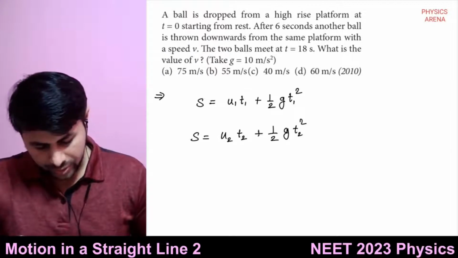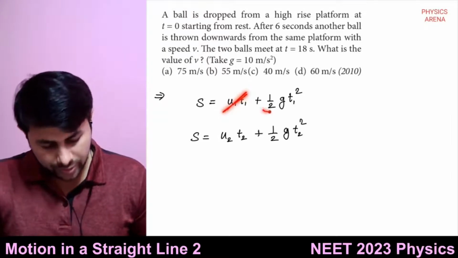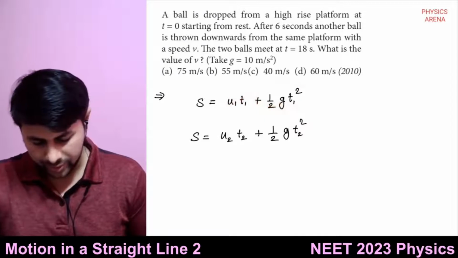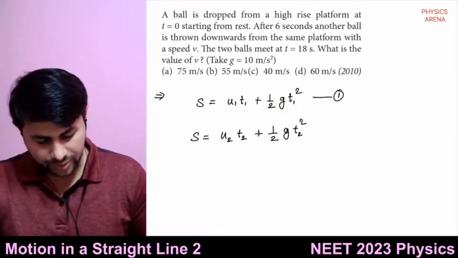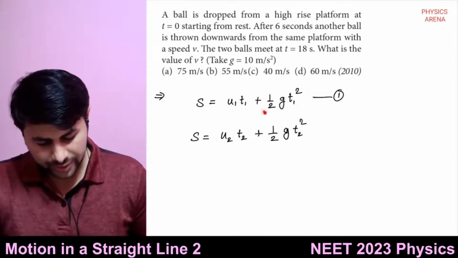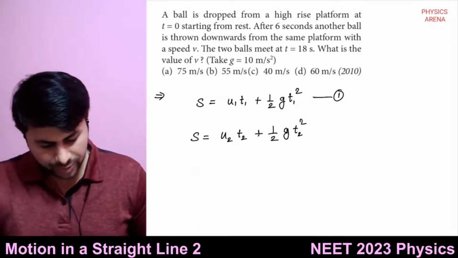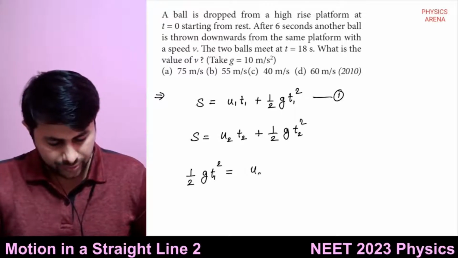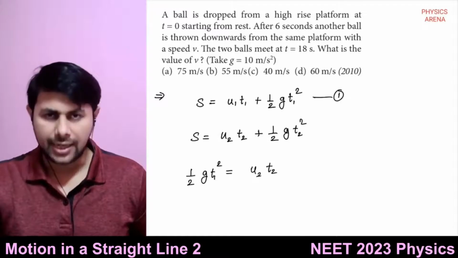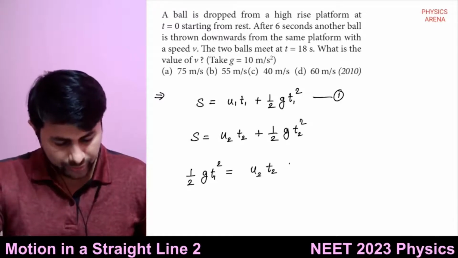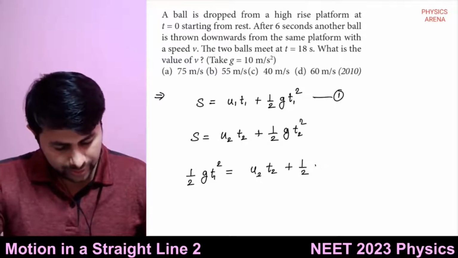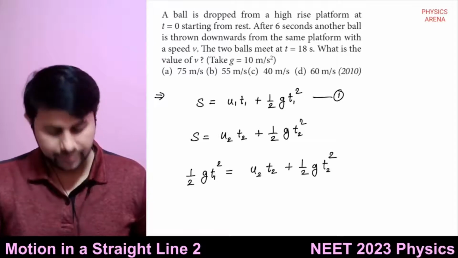So u1 is equal to 0. In this first case, in equation 1, let's say u1 is 0, so this is just half of g multiplied by t1 square. So I can say half of g multiplied by t1 square is equal to u2 multiplied by t2, and u2 is what we have to find out, plus half of g multiplied by t2 square.